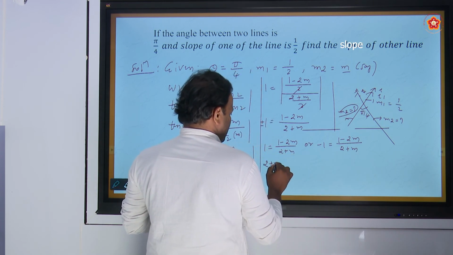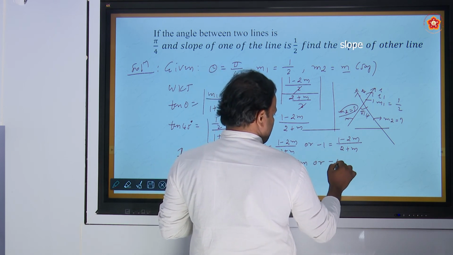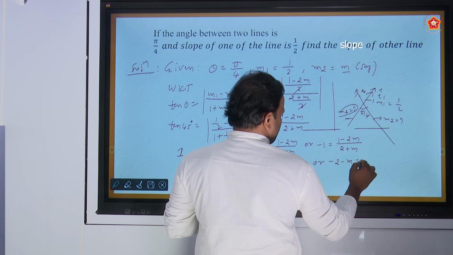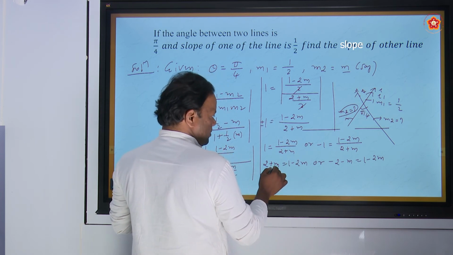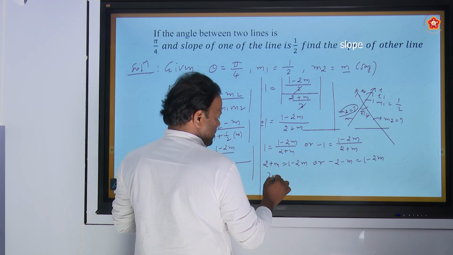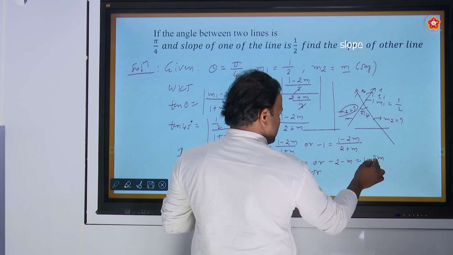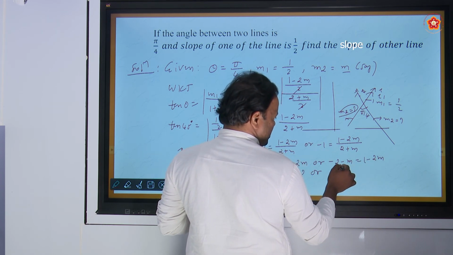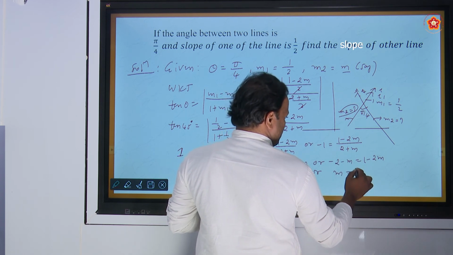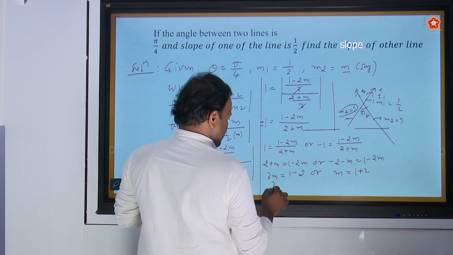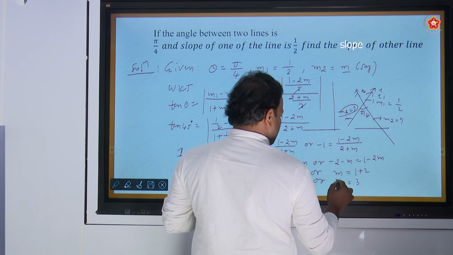Simplification: 2 plus m is equal to 1 minus 2m, or multiply here by minus 1: minus 2 minus m is equal to 1 minus 2m. Taking 2m to this side, plus 2m, plus one more m, the total becomes 3m. Taking 2 to this side, minus 2; or taking minus 2m to this side becomes plus 2m, plus 2m minus m, only m here. Taking minus 2 to that side, it becomes plus 2. So 3m is equal to minus 1, or m is equal to 3.